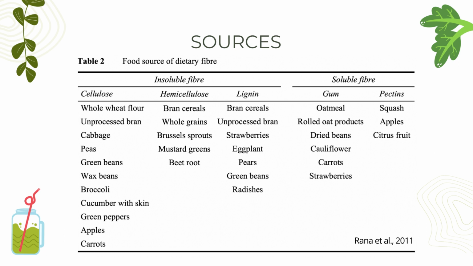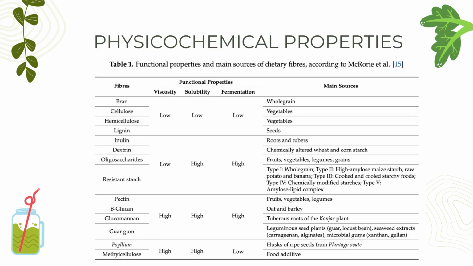Table 2 shows the food source of dietary fiber. That consists of insoluble fiber and soluble fiber. You can try to relate again to our previous lecture on the sources of polysaccharides. Table 1 shows the functional properties and main source of dietary fiber. You can see that the solubility of soluble starch is high while insoluble starch is low.